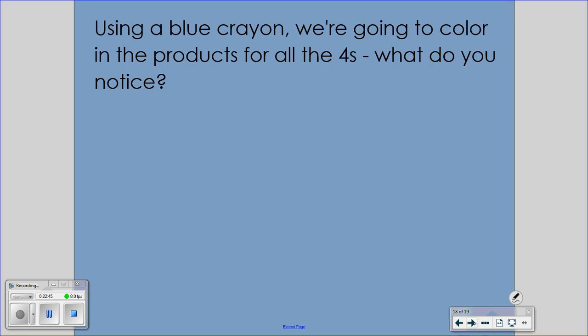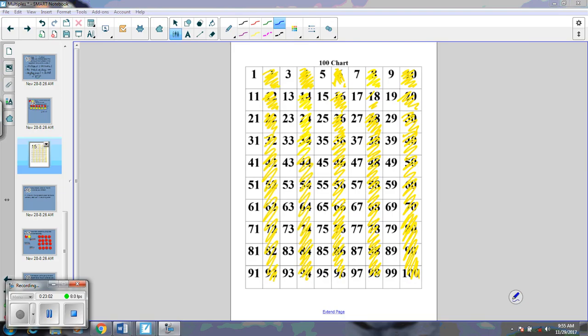Alright, let's revisit our hundreds chart. This time I want you to get out a blue crayon. And we're going to skip count by our 4s. What type of blue? I don't care what kind of blue. And I'm going to use my blue to only color in my 4s. What's the first product I can color in for 4s? Gabriella? 4. 4 times 1 is 4. Go ahead and color in 4.